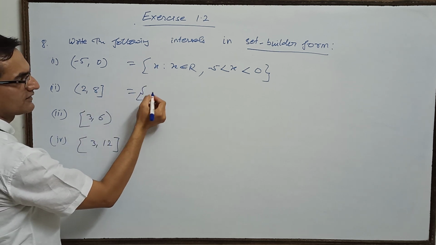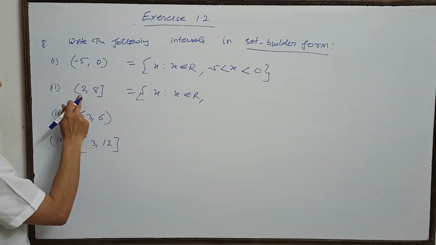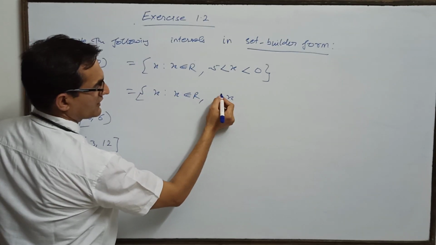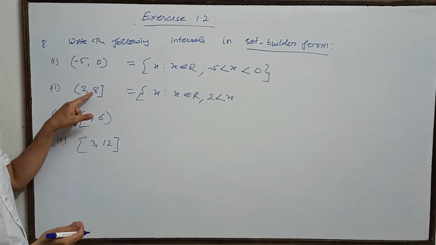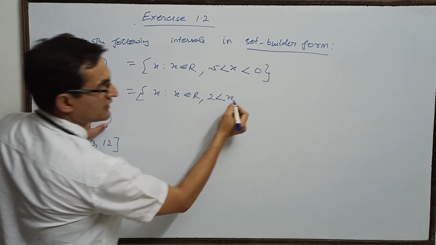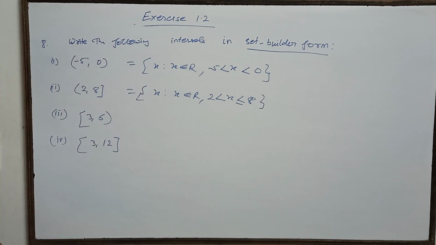You write it as x such that x belongs to real numbers and x is greater than 2 but less than or equal to 8, because 8 is included. Less than or equal to 8. This is written like this.